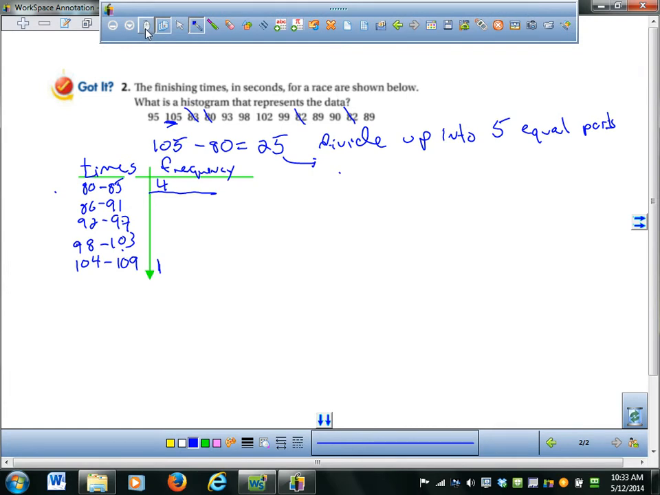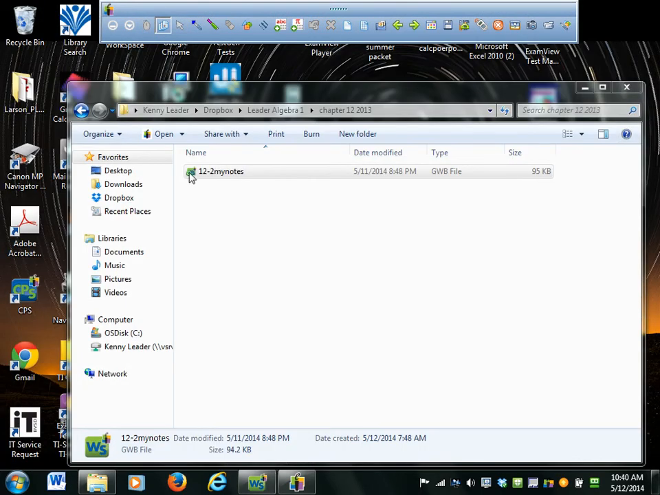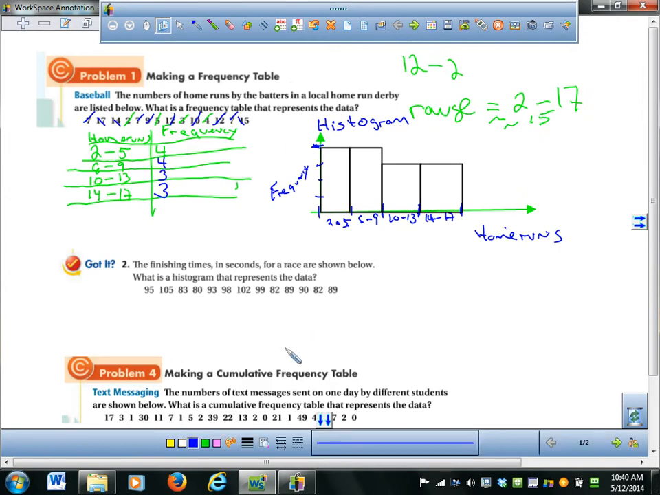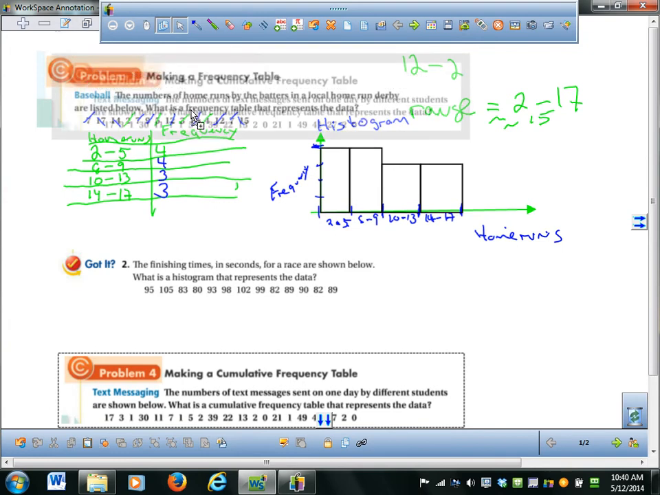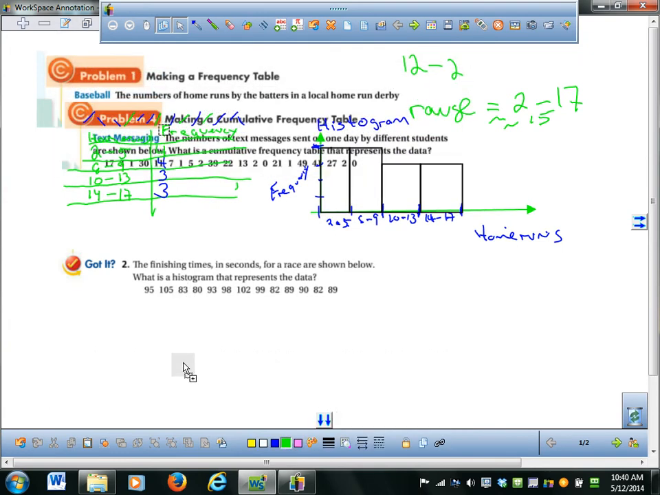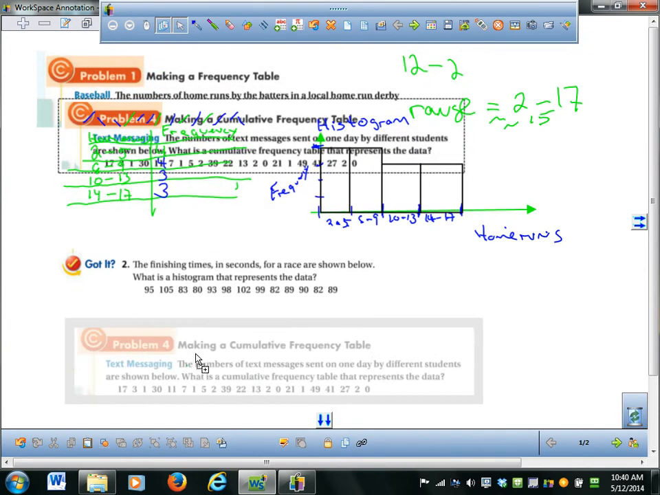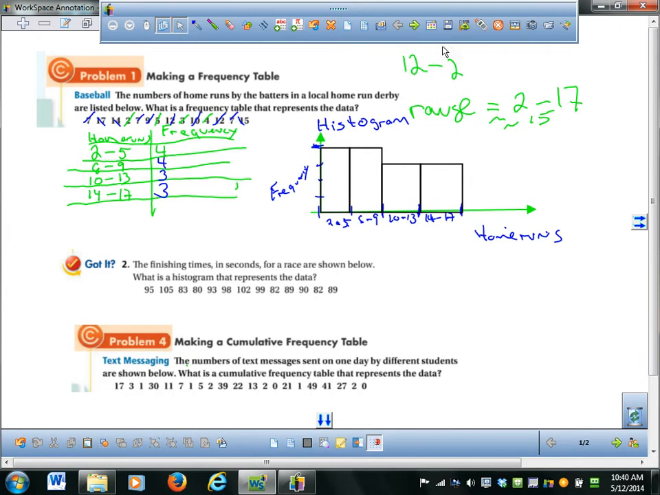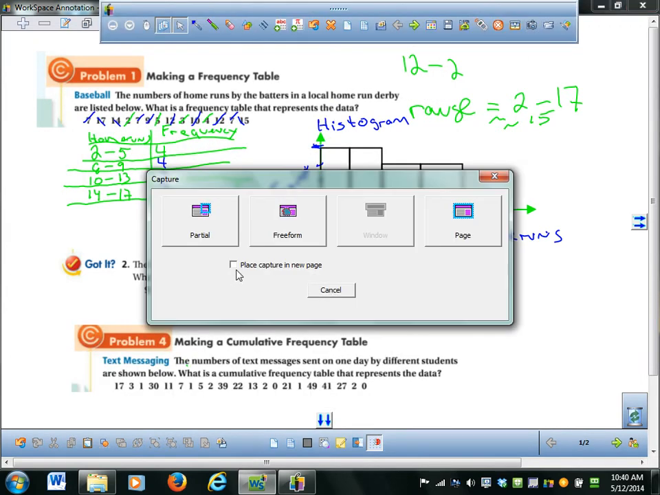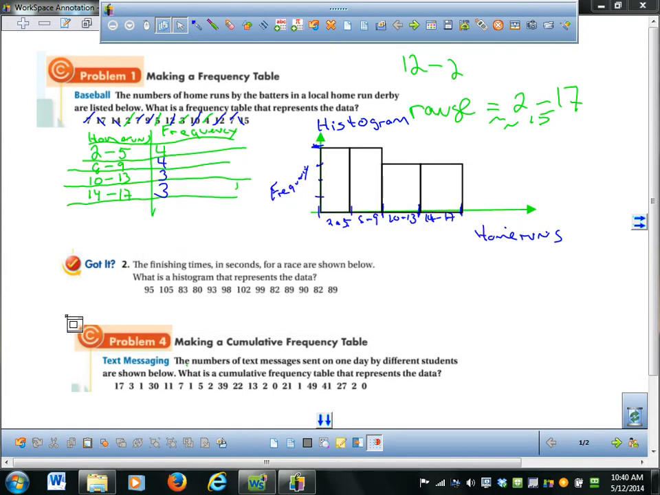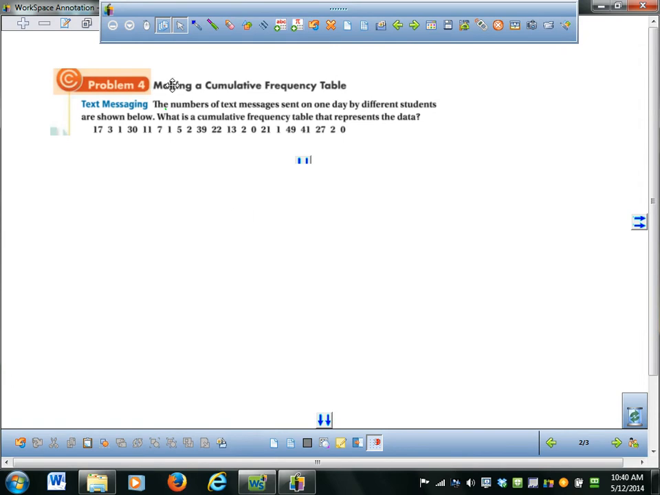All right, so I'm not going to finish that one, because I want to keep going. Topic number 2. Cancel. Where do we go? Let's go back to this thing, which is called a cumulative frequency table. I'm going to make a cumulative frequency table. I'm going to capture a new page. There we go. So a cumulative frequency table is one where you add up everything as you go.